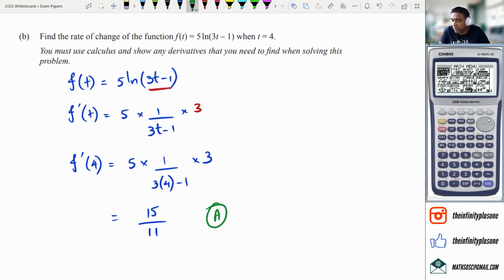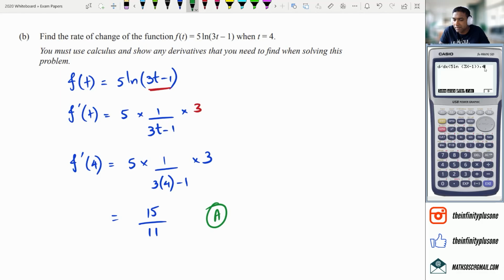Just go into menu, go into run mode, and then click on option, go into this calc button, which is F4. Click on that and see how this is d over dx. That gives you your derivative at any given point. So I'm going to put in my function, which is 5 ln of 3. Instead of t, I'm just going to use the x here. So 3x minus 1. Close my bracket twice, and then put a little comma, and 4.